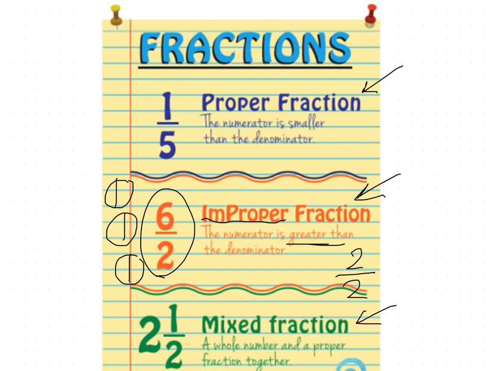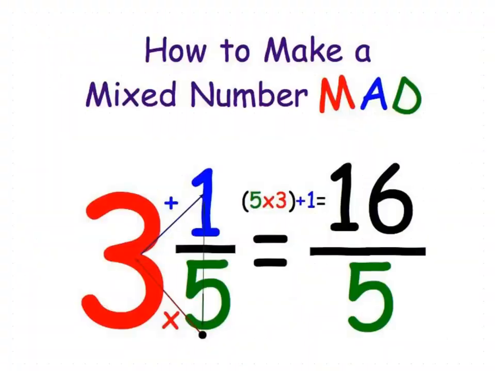And the third type is the mixed fraction. Mixed. Now as you can see in here, we mixed a whole number with a fraction. 2 and a half. That means I have 2 wholes and a half of 1. A whole number and a proper fraction. As you can see, it's a whole and a proper. Okay.